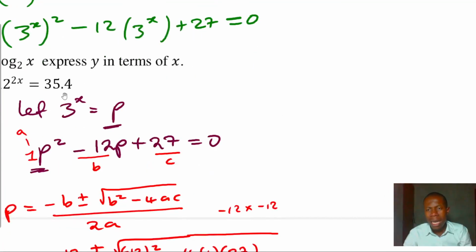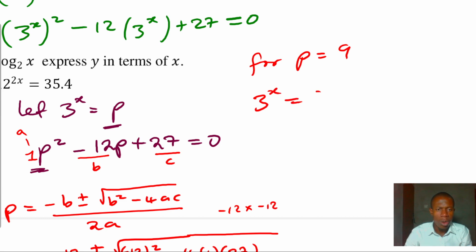So now we come back here. For p is equal to 9, we'll replace here. So that is 3 to the power x equal to 9. Now we need to find the value of x. To get this x down, we introduce logs both sides of the equation. So that is log of 3 to the power x is equal to log of 9.